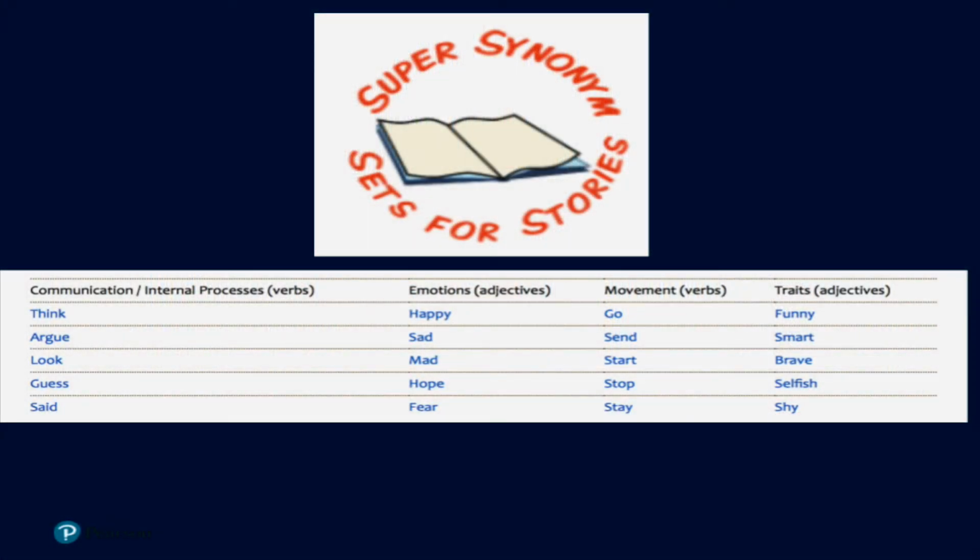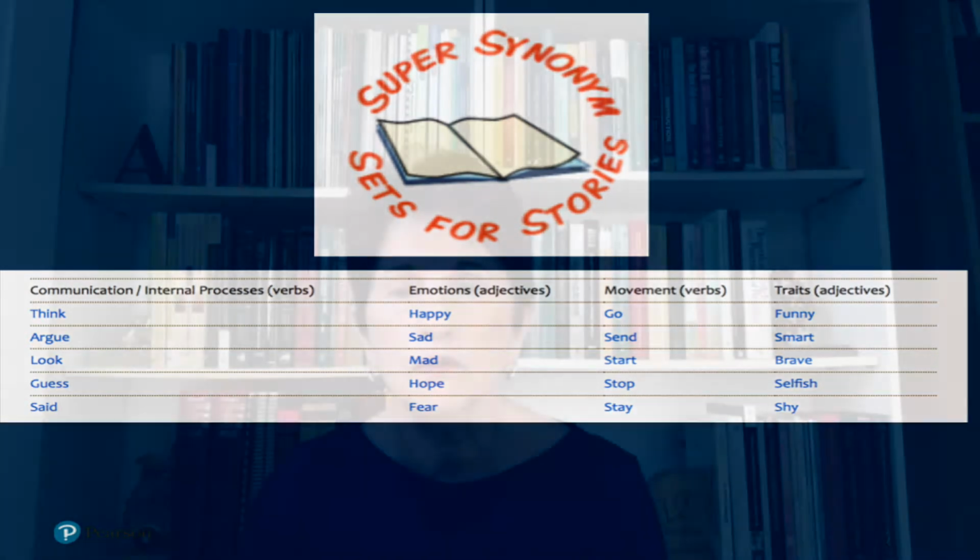So the first reference is something that I call Synonym Sets. And these sets pertain to 20 very important networks of words. I analyzed thousands of texts to identify a group of very prolific synonym clusters. These synonym clusters fall into 4 main groups: ways of communicating, ways of expressing emotions, traits of characters and of settings, and also ways in which characters move.